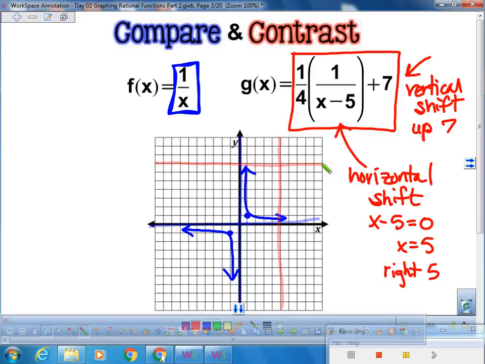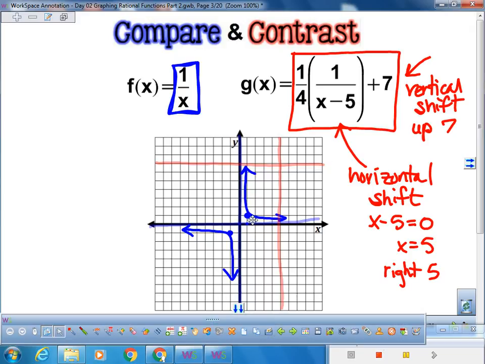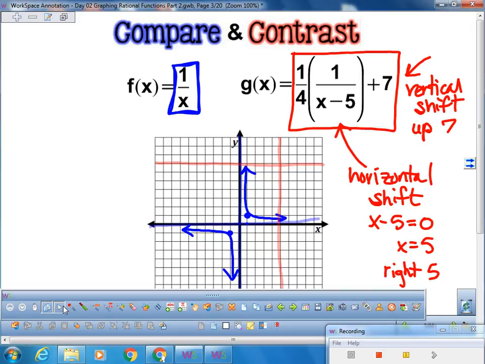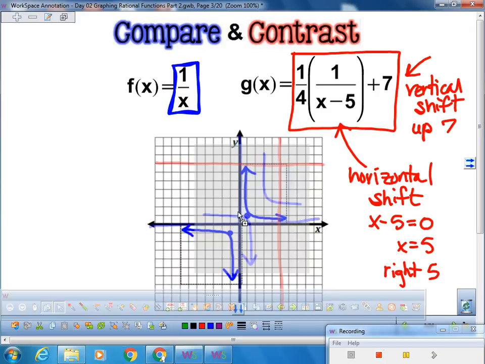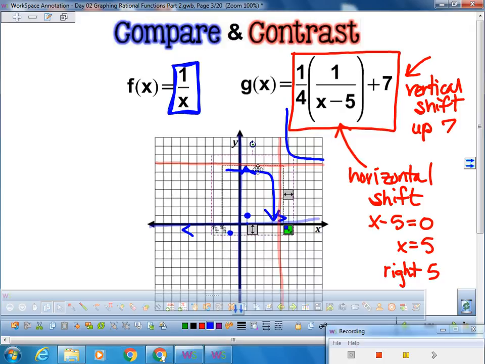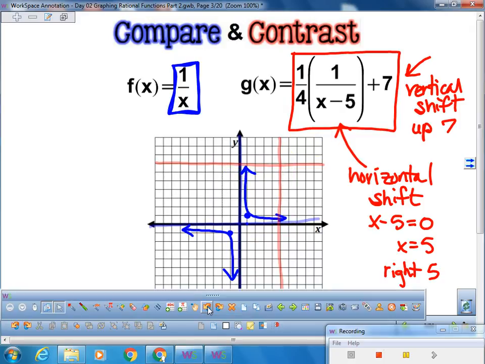So this whole graph right here, my parent graph, is going to shift itself. Let's see if I can do some whiteboard magic here. So I've got that one and that one, and it's going to do this. It's going to shift over here, right? So it shifted to the right, and then it shifted up, and then that 1/4 in front of it is going to change the shape of it. So it's going to shift, and then it's going to change shape.